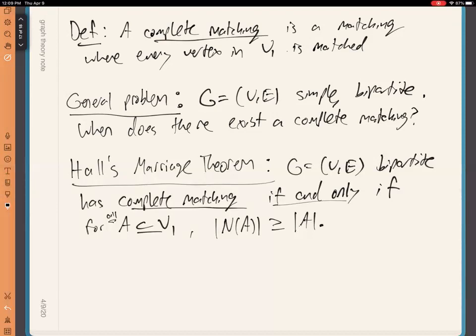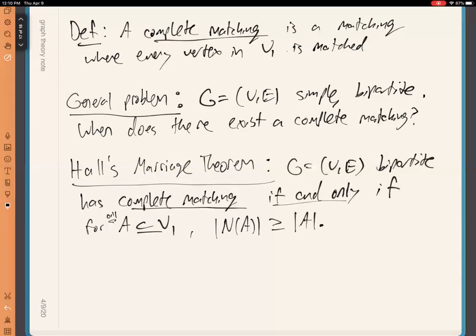On the other hand, it also says that if this quantitative property holds, so if you know that for any subset of V1, the cardinality of the neighbor set is at least the cardinality of A, then you can always find a complete matching. So "if and only if" means that the first statement is logically equivalent to the second. That means the first statement should imply the second, and then the second should imply the first.